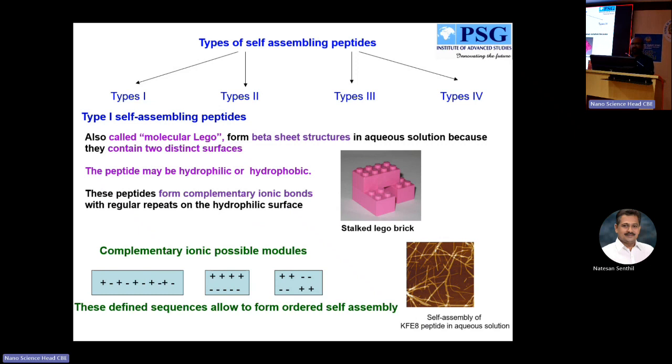It's like a normal Lego where you have a complementary sequence. So complementary sequence is like you have plus minus, and the other way it is plus on top, minus on top, and it is mixed also. You have plus minus minus. Okay. So one of the peptides formed using this assembly is the KFEA peptide. These peptides are mostly hydrophilic, or they can also be tweaked to be hydrophobic, and form complementary ionic bonds.